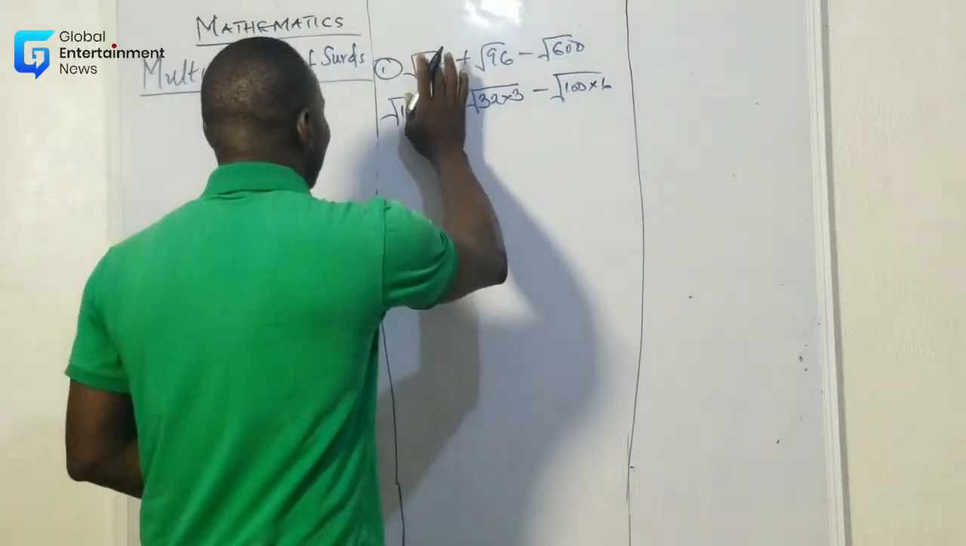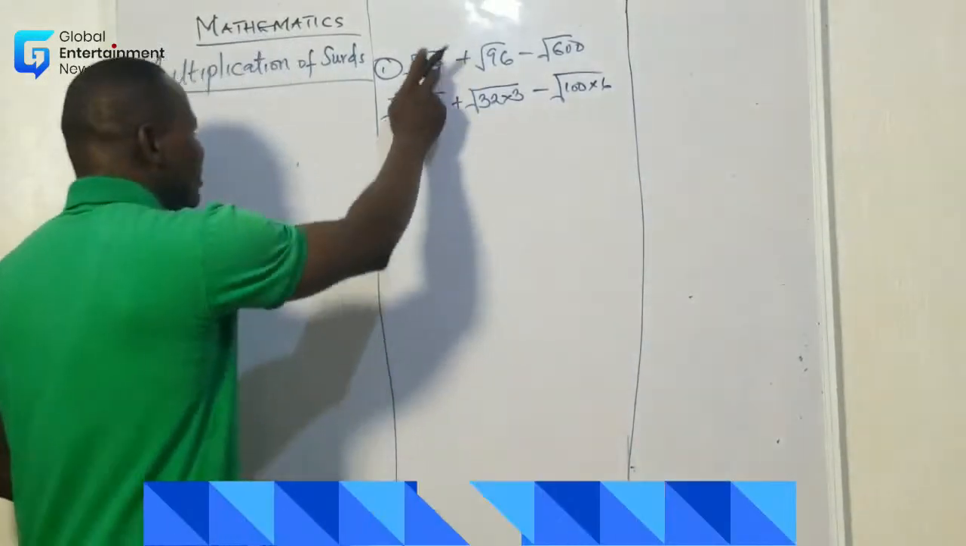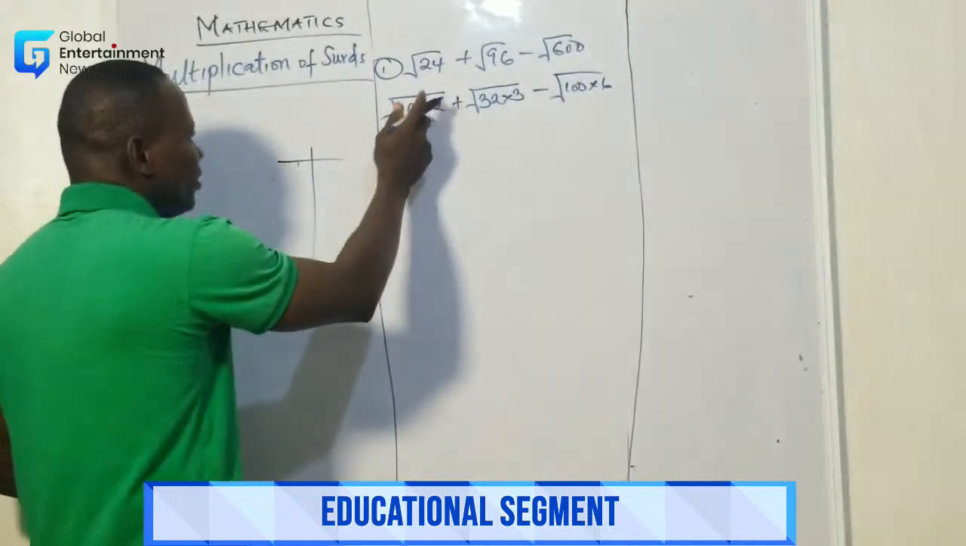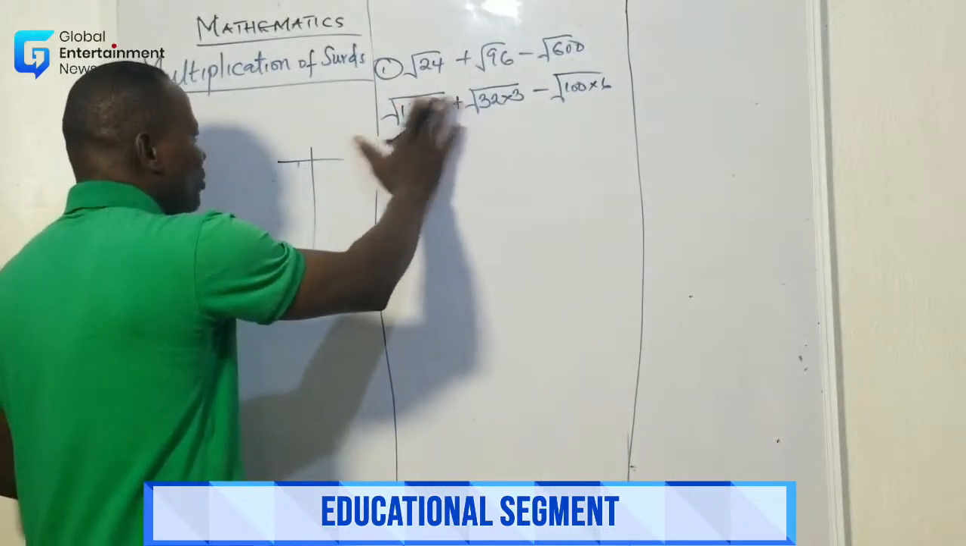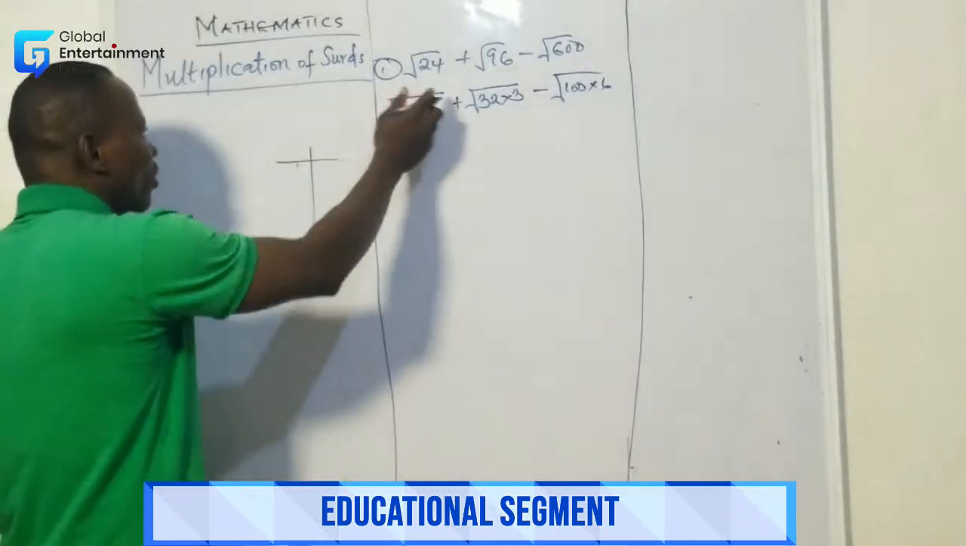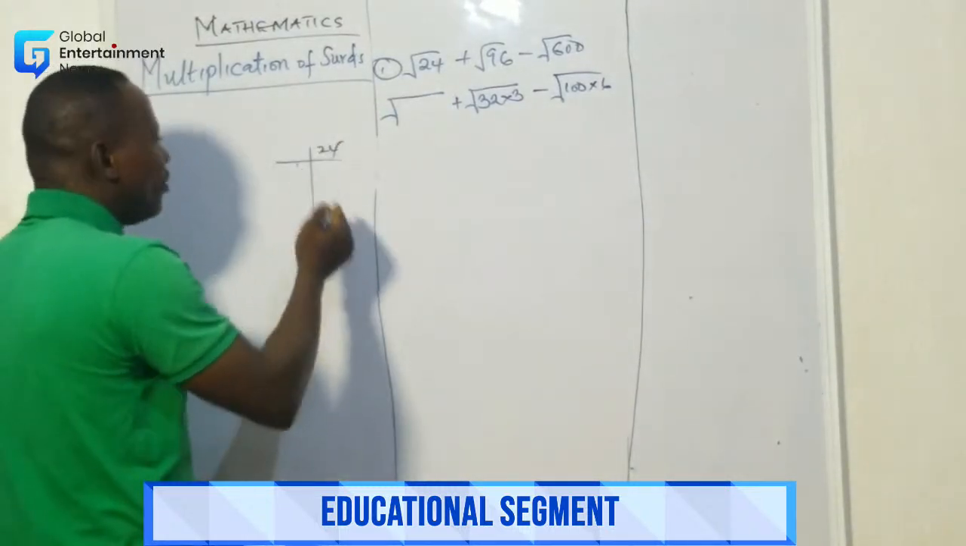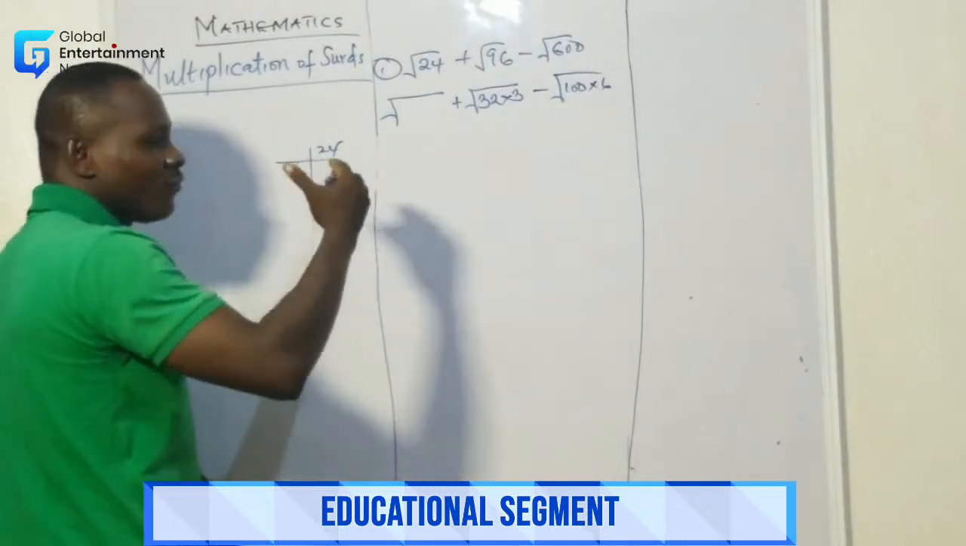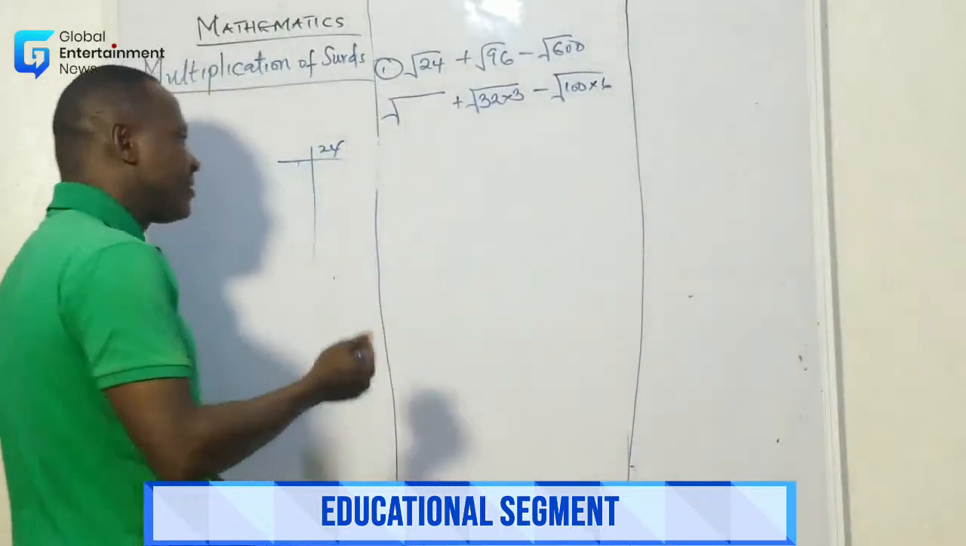Now this is 24. Can we break this 24 down? If you look at these two numbers that I wrote, they are irrational numbers. Please, you need to be very careful. So we have 24. 24 is going to give us 4 times 6.